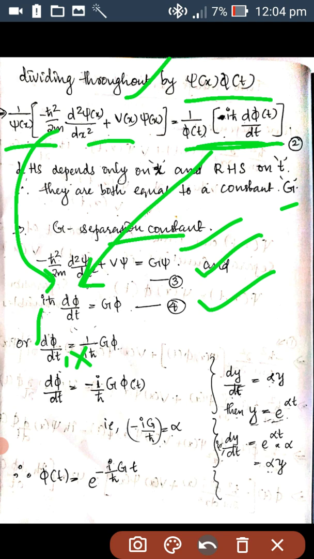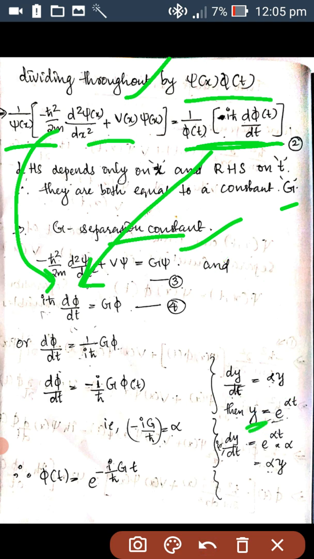And if you have a function like this, that is a function y which is multiplied with a constant alpha, and suppose the equation is dy/dt is equal to alpha y, then when we integrate this, we will get the solution y is equal to e to the power alpha t.